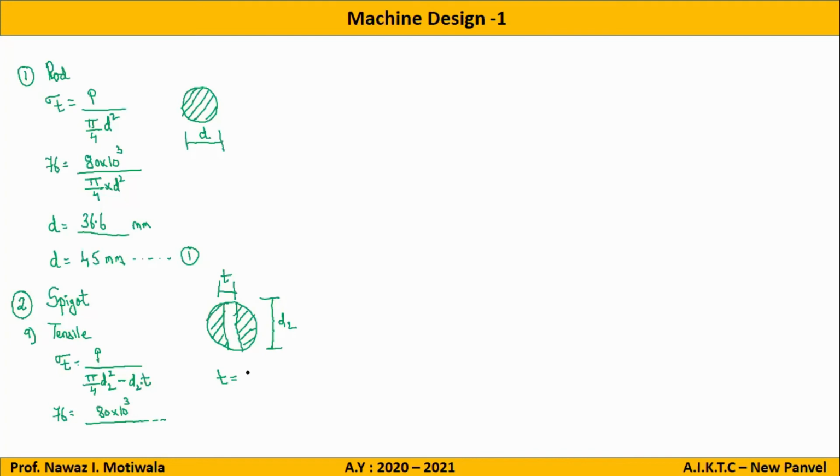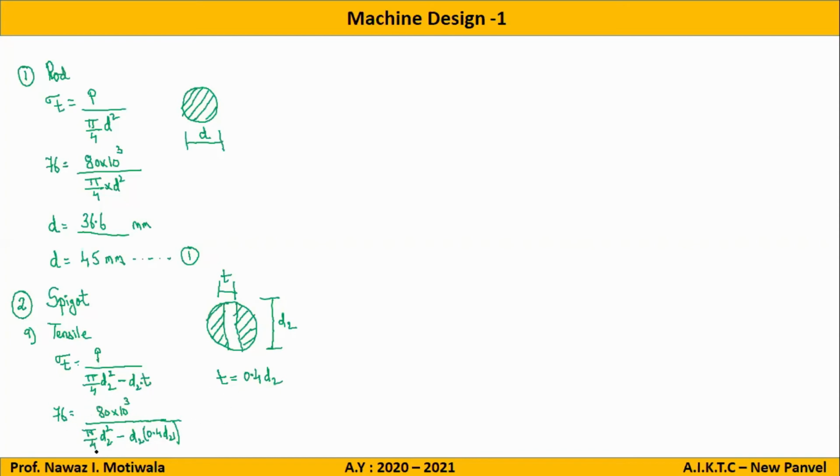So again for uniformity, let us go for 0.4 times d2. If I substitute this t here, it will be pi by 4 d2 square minus d2, and in place of t I will get 0.4 times d2. So now the only unknown in this equation is what?